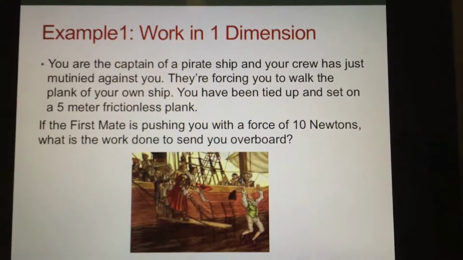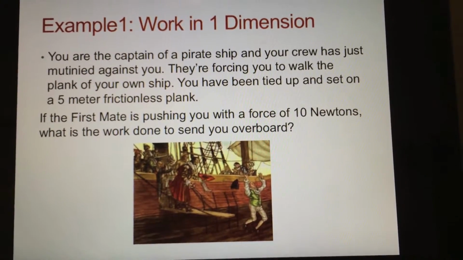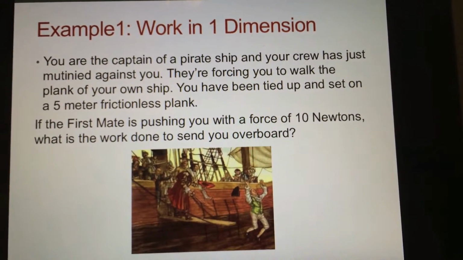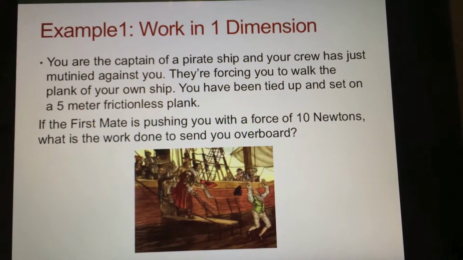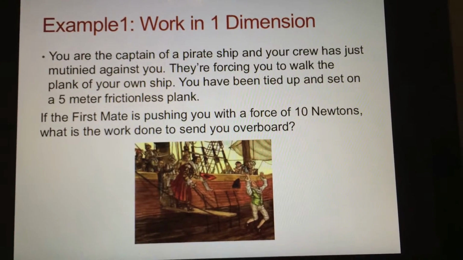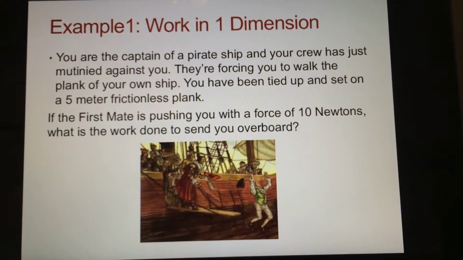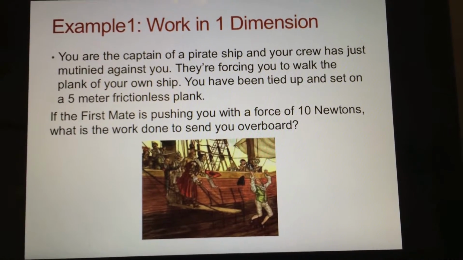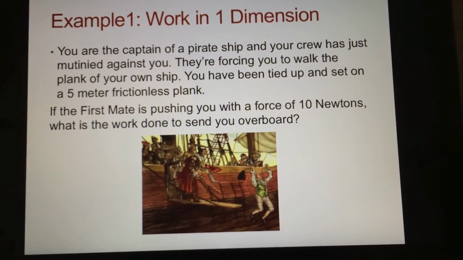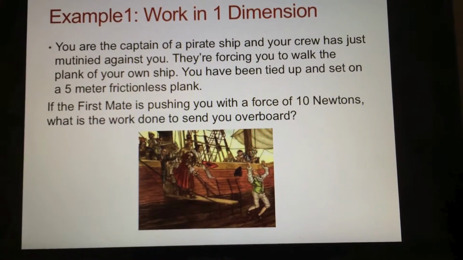So our first example. You're the captain of a pirate ship and your crew has mutinied against you. They're forcing you to walk your own plank. You've been tied up and set on a 5-meter frictionless plank. If the first mate is pushing you with a force of 10 newtons, what is the work done to send you overboard? So like I said in the previous slide, work is just force times the distance.